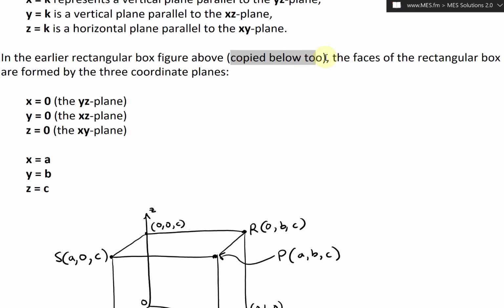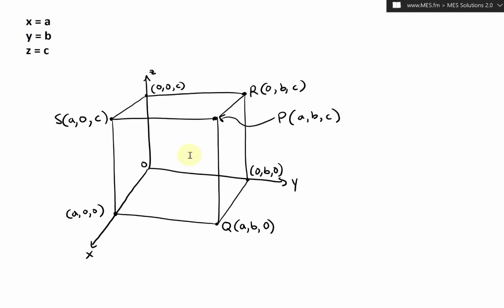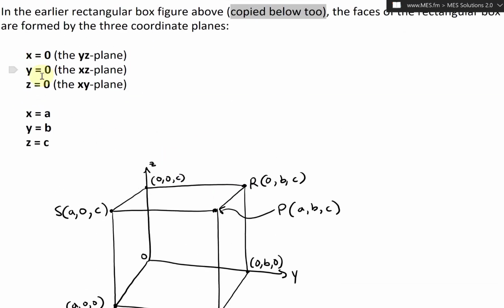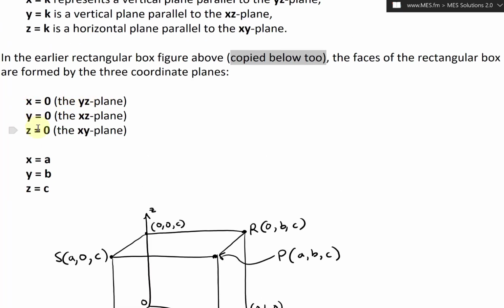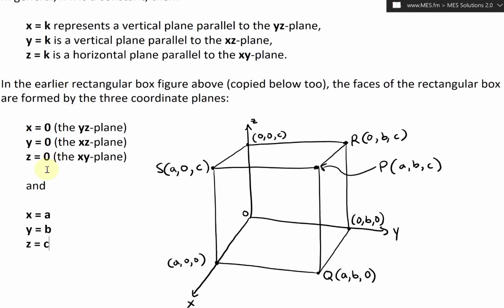Alright, so here I just teleported back down here, and I just added here. So that same figure went over, copied below. We copied here, made it a bit smaller, and now we can look at these 6 planes. This top part is where the z is constant. Actually, before we get to those, let's go to x equals 0, y equals 0, and z equals 0. Those are the 3 coordinate planes.